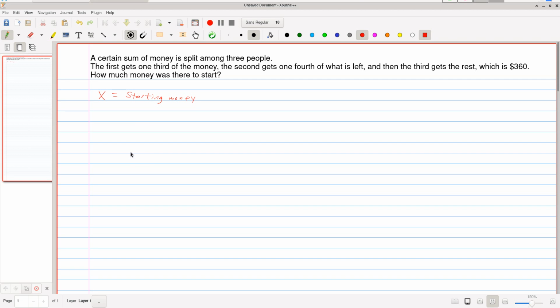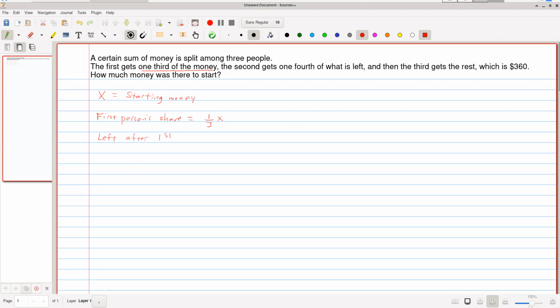So then we look at how it gets split. If we look at what the first person gets, the first person's share, the first person gets 1/3 of the money. So this person gets 1/3 times X. Let's look at how much is left after the first person takes his or her share.